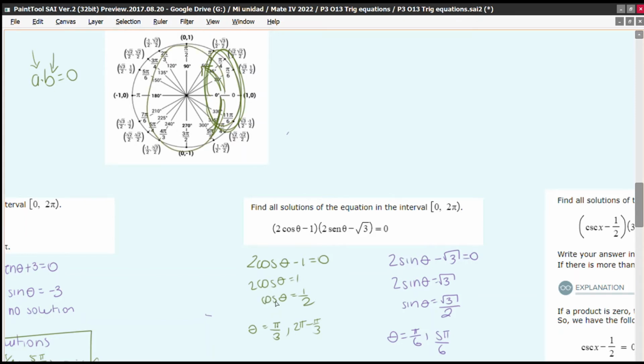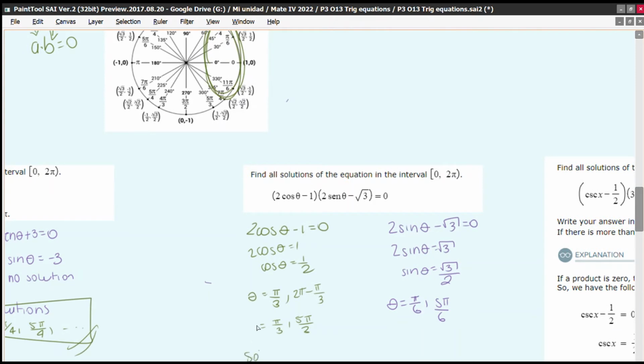The reference angle is pi thirds. Or you can just look right now at your unit circle and identify that my other solution is 5 pi thirds. So this is pi thirds, 5 pi thirds. And there we go. So all my possible solutions are pi thirds, 5 pi thirds, pi sixths, and 5 pi sixths. So these are all my possible solutions.